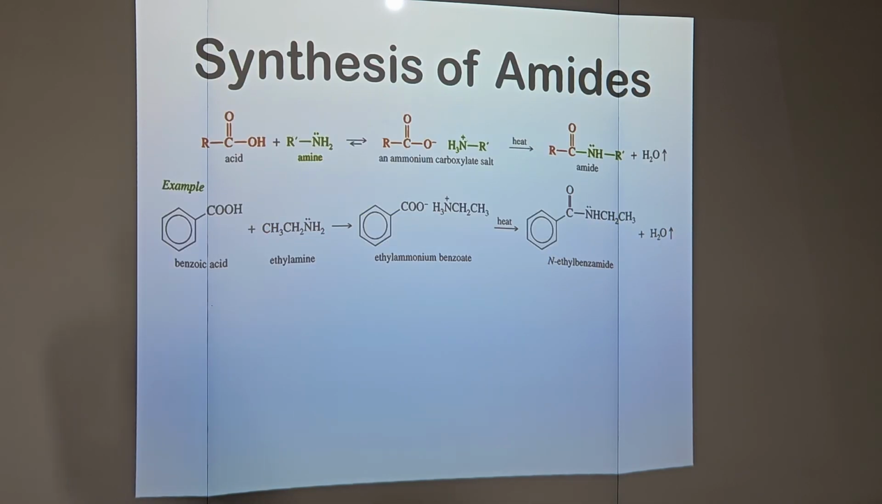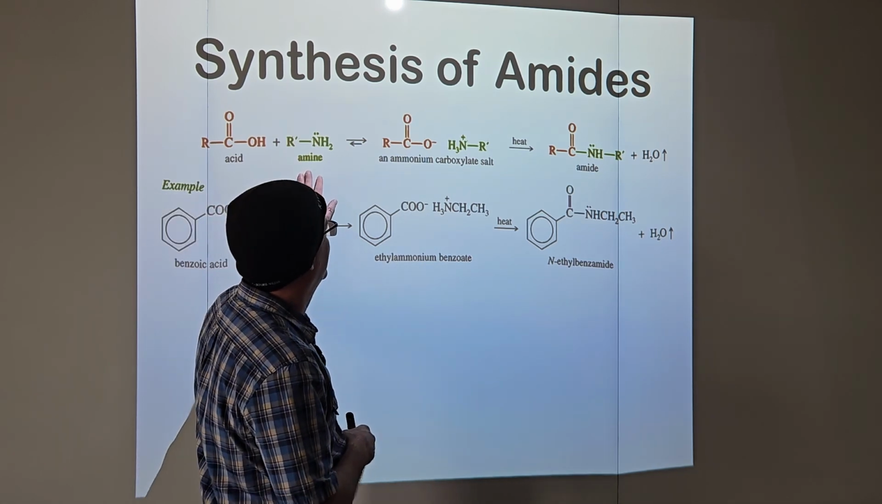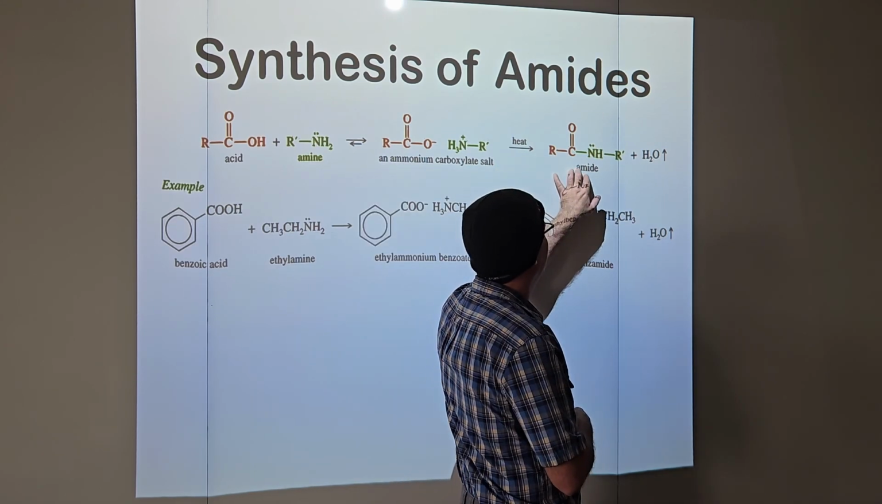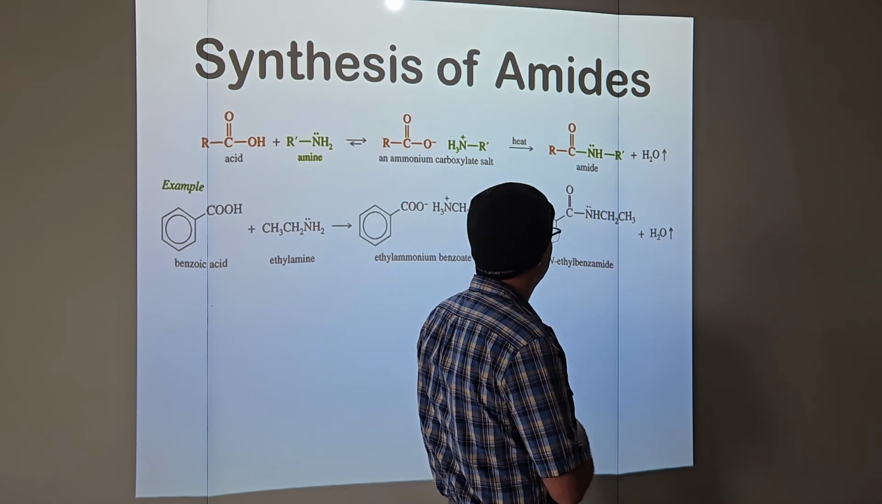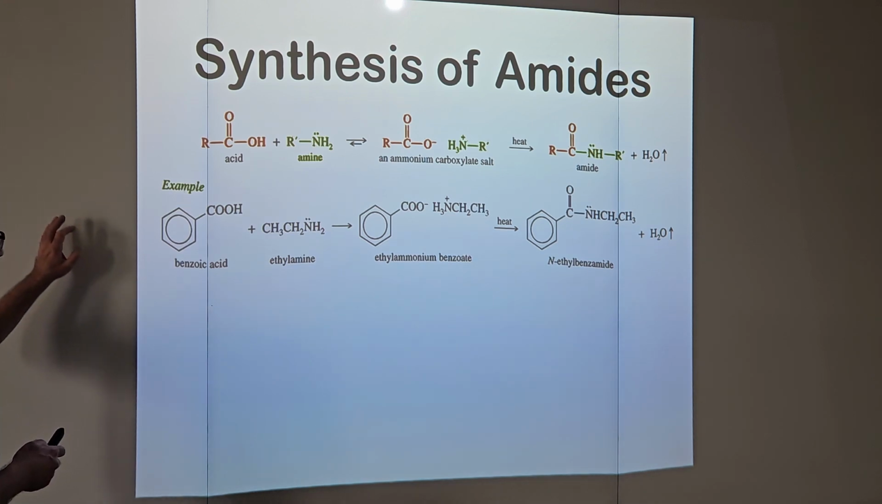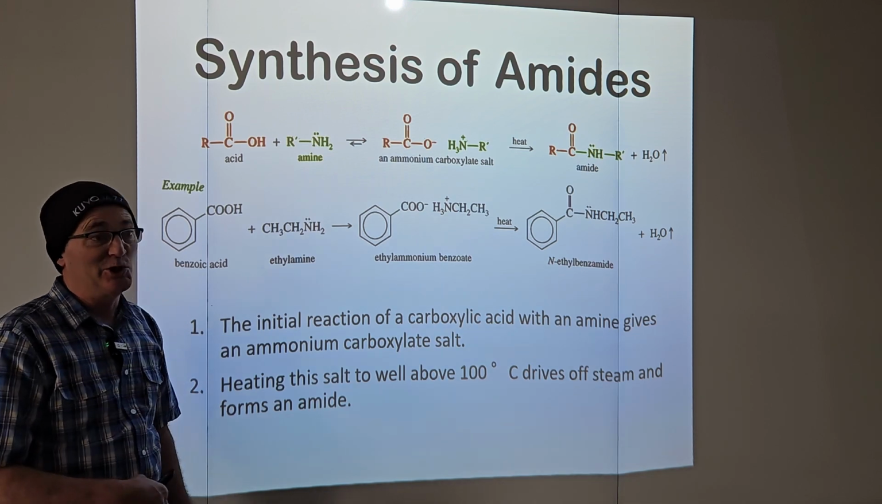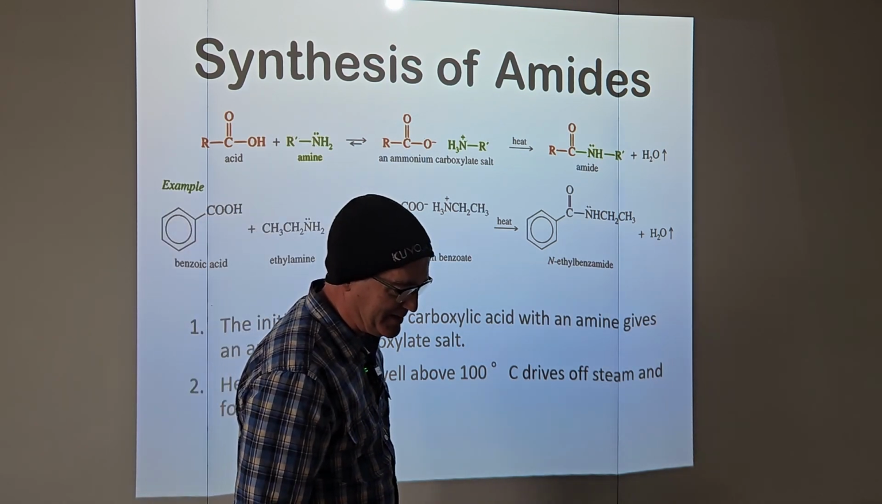Synthesis of amides. I want to talk about peptides and proteins, carboxylic acid, an amide, acid base. It's kind of like an ammonium salt. And then you heat this thing up, drives off water, and you formed your amide. You got to heat this to well above 100. This is definitely not the way living organisms do it. All right, this is probably a good place to stop.